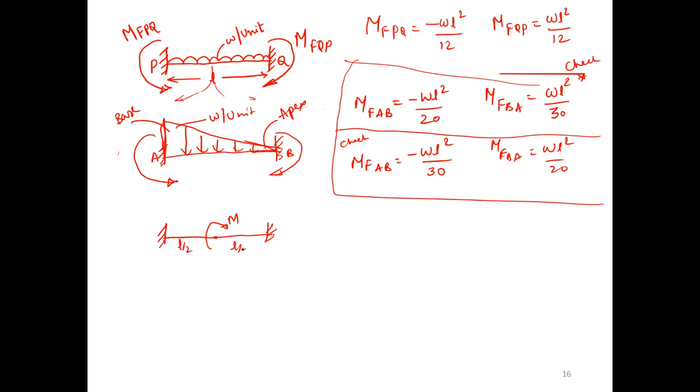Clockwise, L/2, L/2, take AB or BC, whatever it may be. Now what is the answer for MFAB and MFBA? Next you take this. You should know all this and do it immediately. M/4, what is M/4, clockwise or anti-clockwise? It is anti-clockwise. L/2, L/2, AB. What is MFAB? What is MFBA?